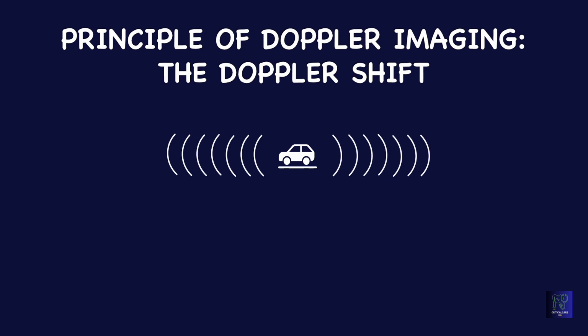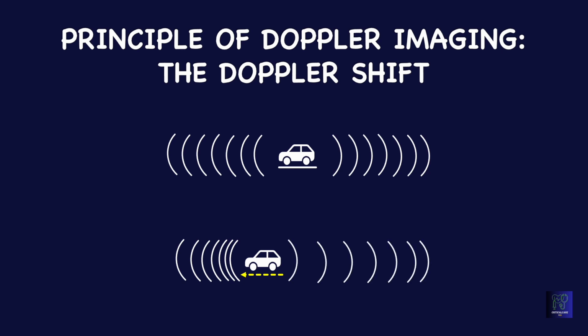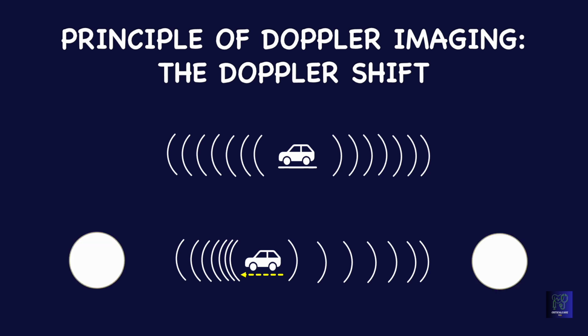Sound waves are going to travel with equal velocity and frequency both in front of and behind the car. But if the car starts to move in a particular direction, the frequency of sound waves in front of the car increases and the frequency of sound waves behind the car decreases. This is called Doppler shift. By detecting this change in frequency, it is possible not only to estimate the direction of the movement but also the velocity of the moving object.